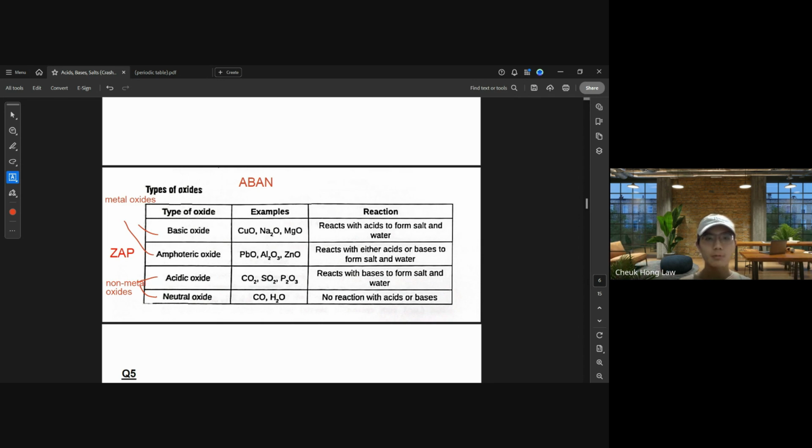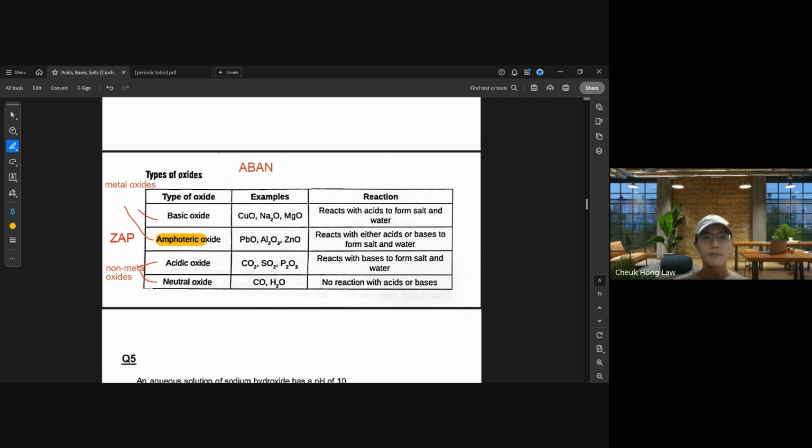We'll start with amphoteric oxide. We Singaporeans are mostly bilingual people, because we speak English and a mother tongue language, so we can communicate in 2 languages. Amphoteric oxides are the same. They can react with 2 things, acids and bases. They are very special, like bilingual people. They react with both acids and bases.